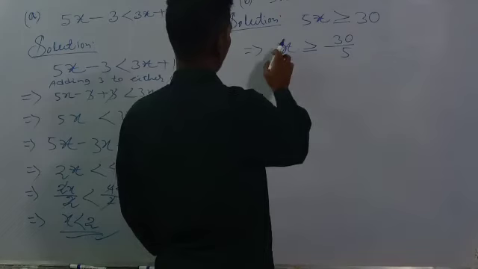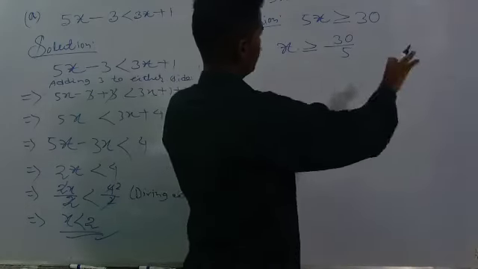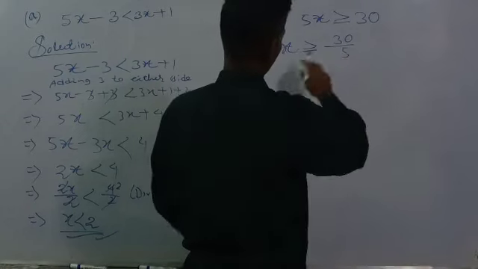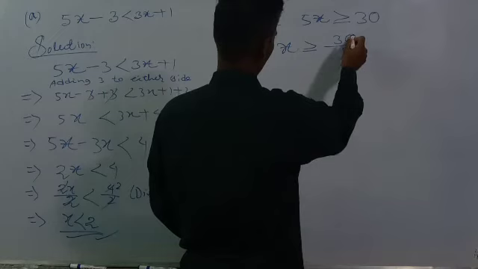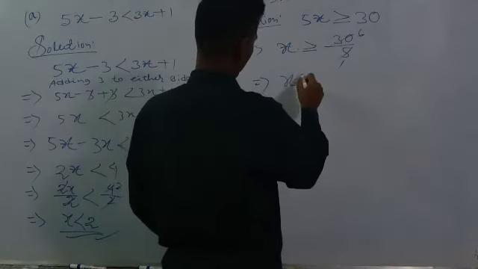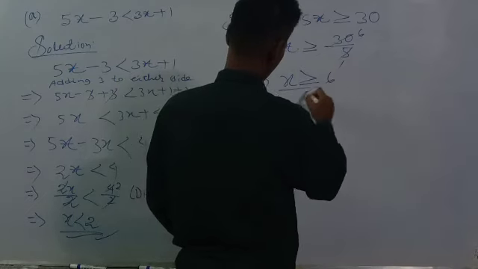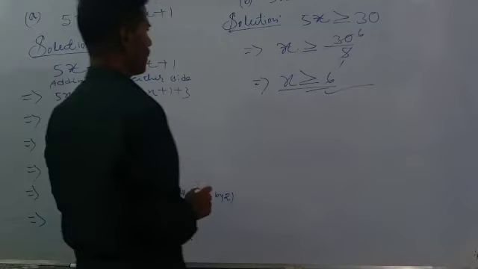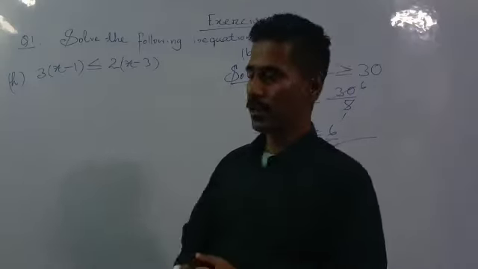This 5 was multiplied with x on the left side. If we bring it to the right, multiplication turns into divide. So 5 times 1 is 5, 5 times 6 is 30. In the following step, what we got: x larger than or equal to 6. This is the solution for question number 1, sub question B.